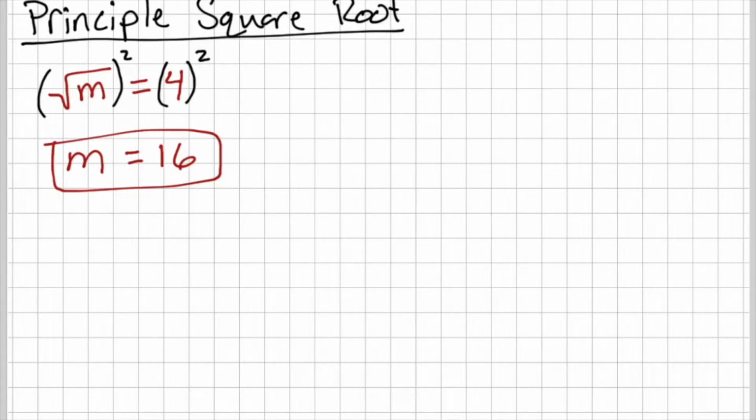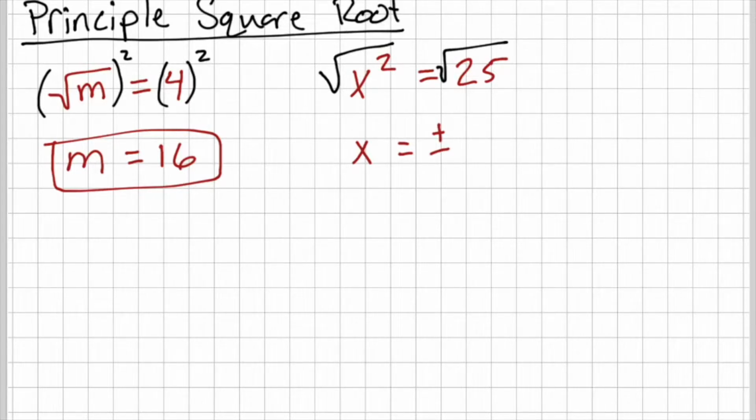So let's say something like this. Let's say x squared is going to be equal to 25. If x squared is equal to 25, let's try and solve that. Well, what we would do is take the square root of x squared and the square root of 25, and then we would solve this out. The square root of x squared is going to be x, and then the square root of 25 is where we find plus or minus 5.